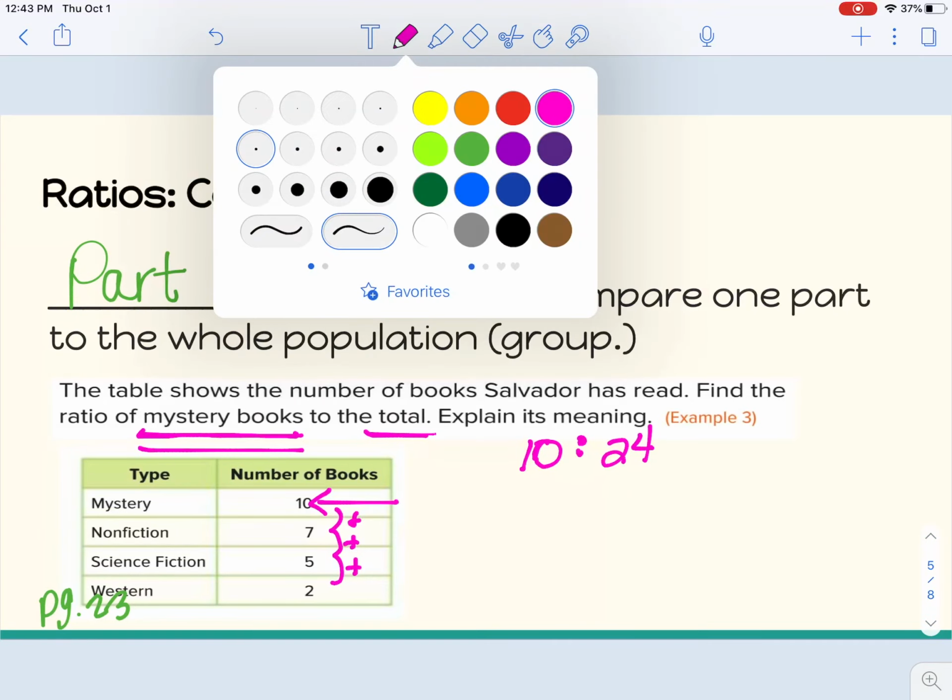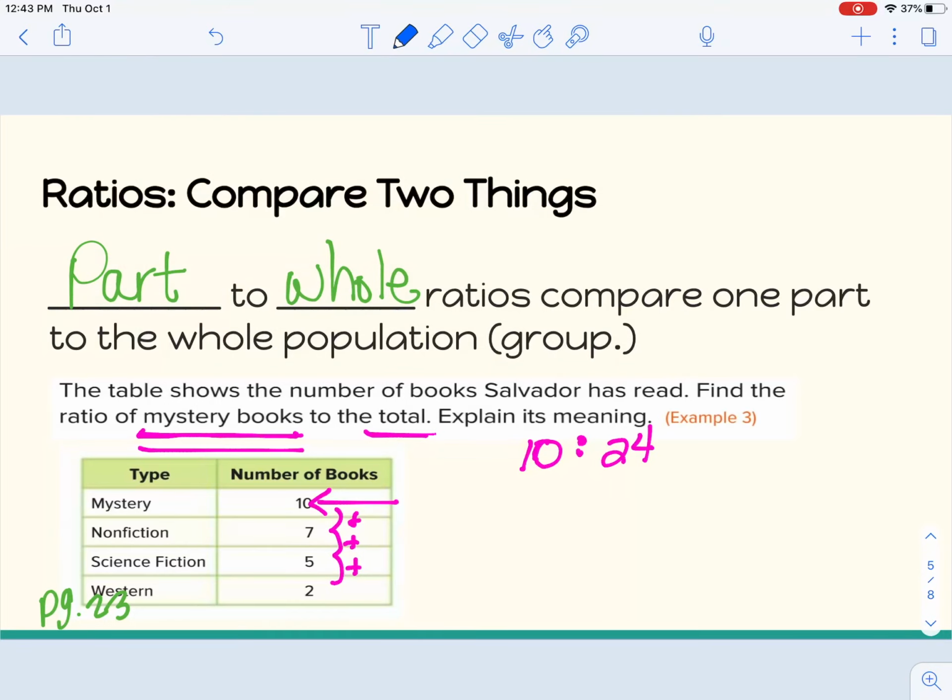What's my next step? I need to simplify. Again, these are even numbers, so I'm going to divide by 2. 10 divided by 2 is 5. 24 divided by 2 is 12.